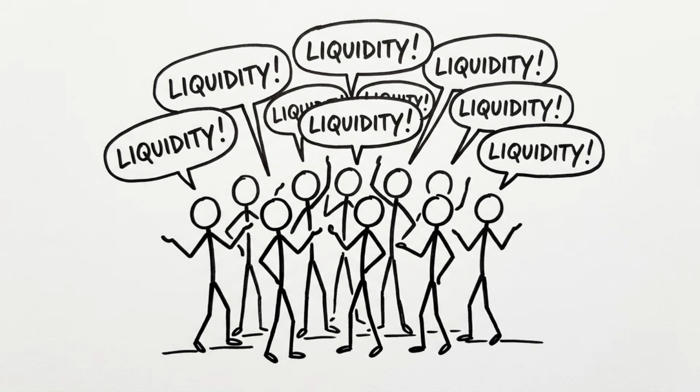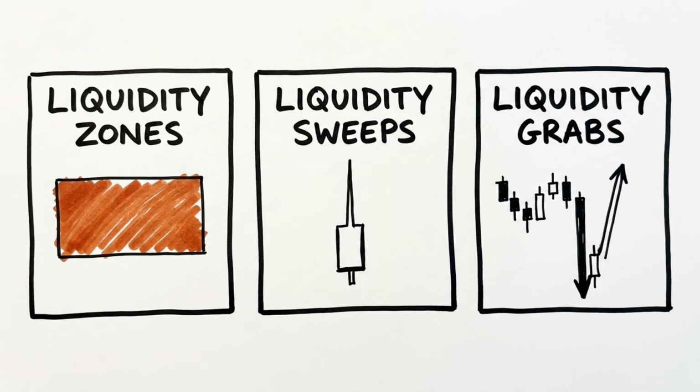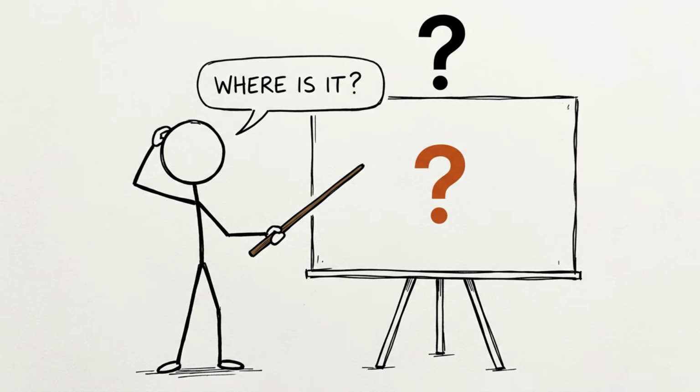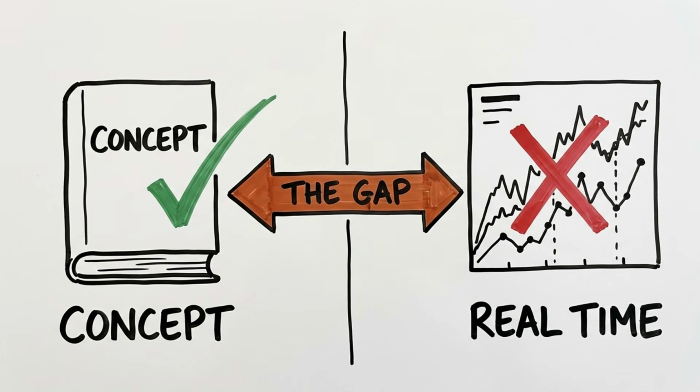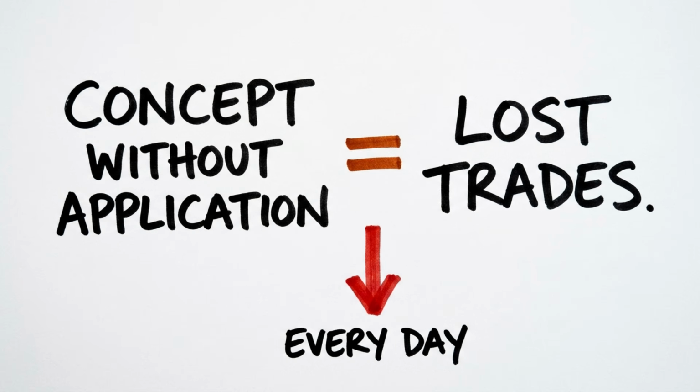Every trader talks about liquidity zones, liquidity sweeps, liquidity grabs, but ask most traders to open a live chart right now and point to where the liquidity actually is, and they go quiet. They know the concept. They cannot find it in real time. And that gap between understanding liquidity and reading it live is exactly what costs them trades every single day.